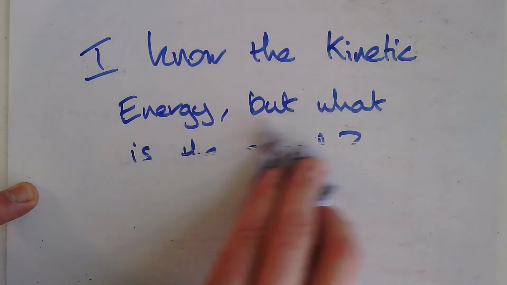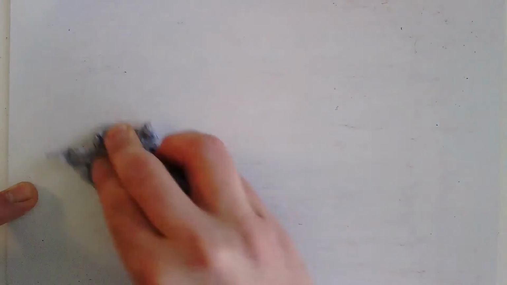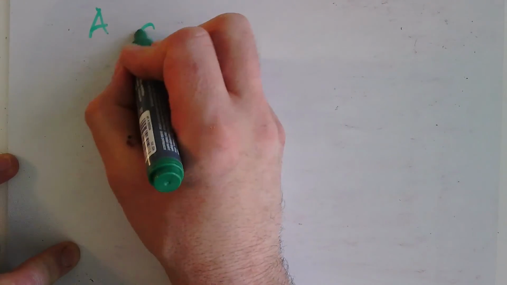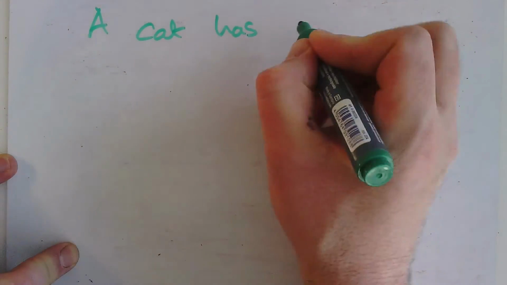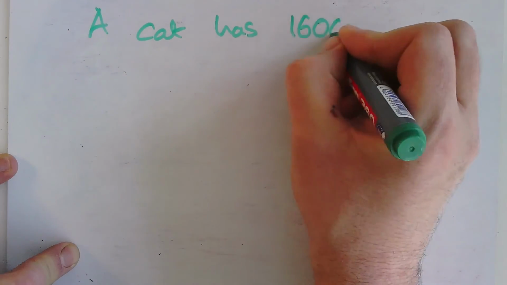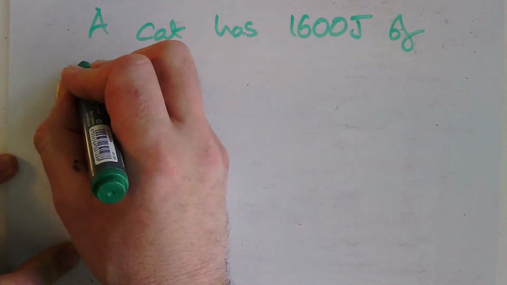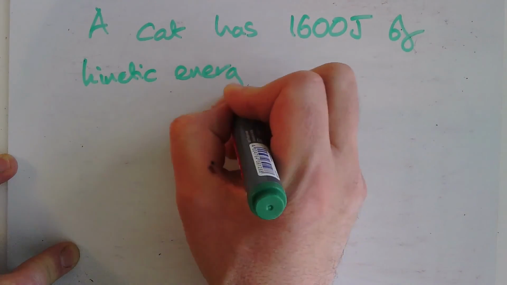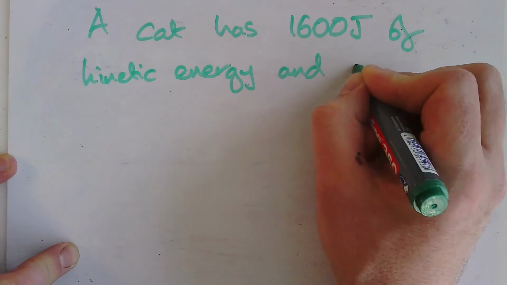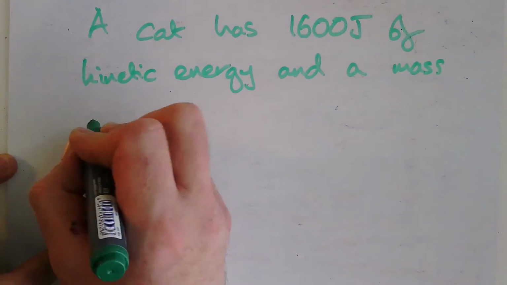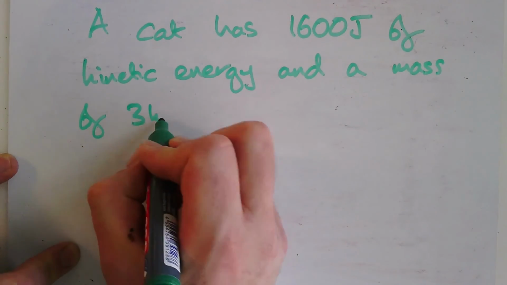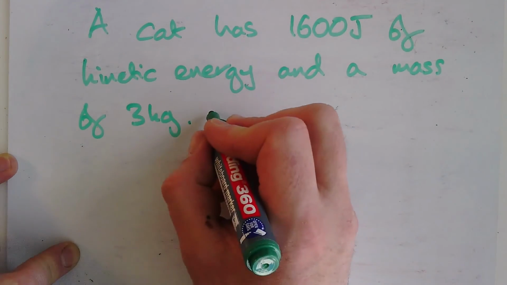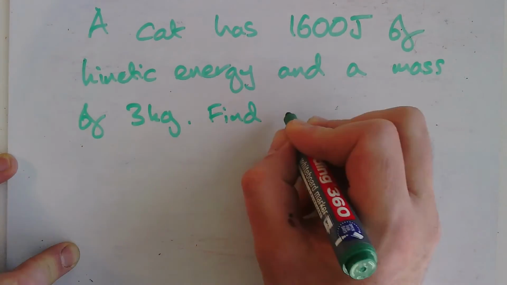Okay, so let's go with an example. The cat has 1600 joules of kinetic energy, and a mass of 3 kilograms. No bear trap, I'm just going to put it as a kilogram. Find the speed of the cat.